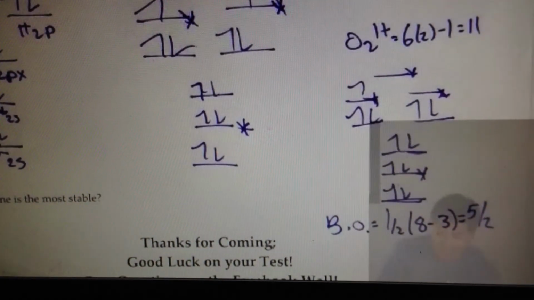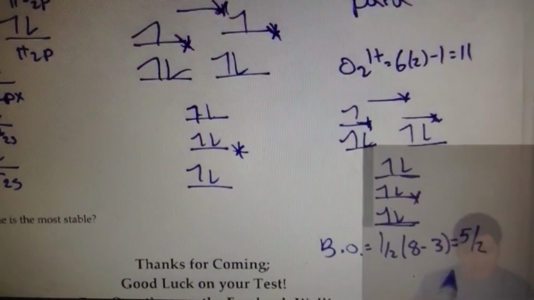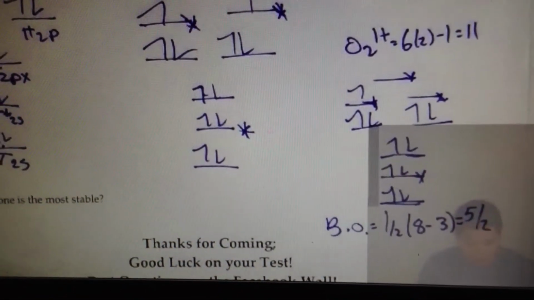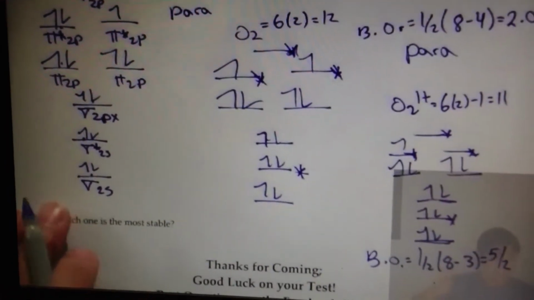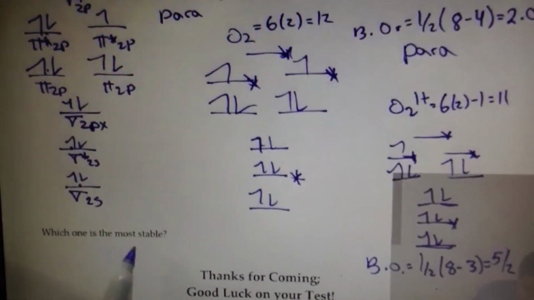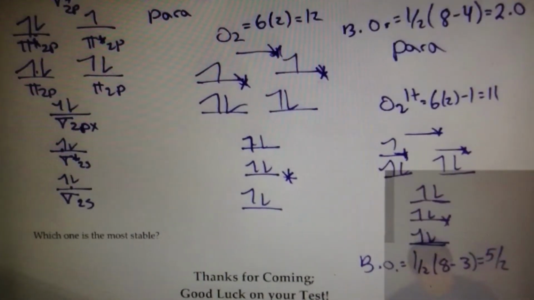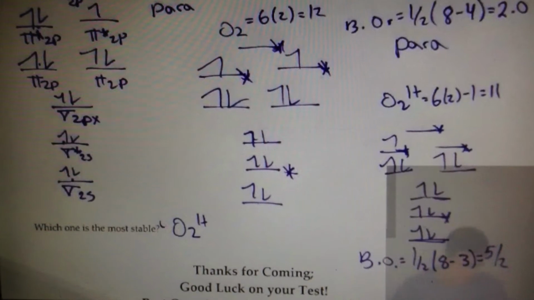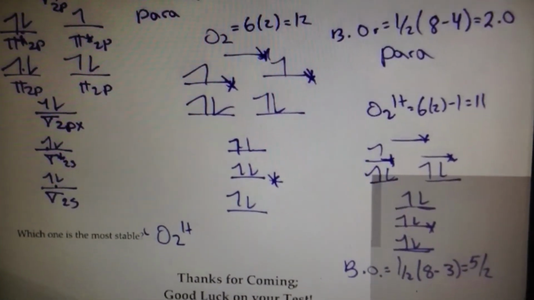So that's the highest energy. Does everybody agree with that? That's the highest energy. And then what's the second highest? O2. And then what's the lowest? O2 1 minus. So my answer is A. There we go. A. Good. And then last one just says which one is the most stable? And the most stable should be the highest bond order. So O2 1 plus. All right. Those are the types of things you should be able to answer.